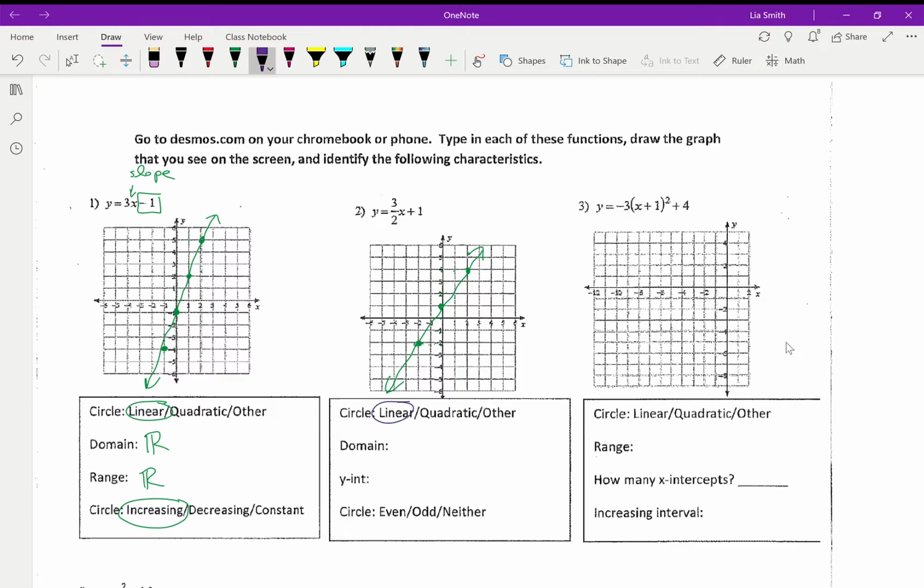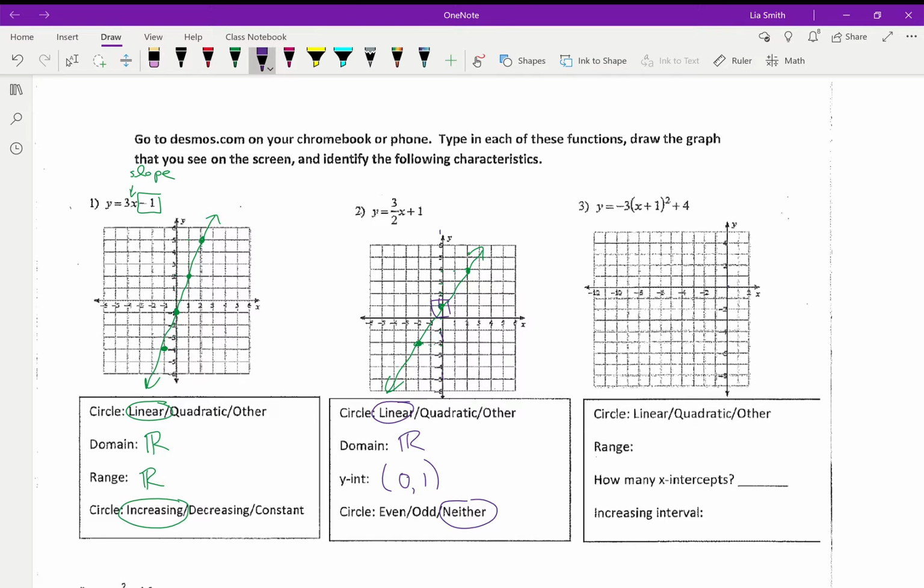Again, this one's linear, and linear has a domain of all real numbers. This one asks you for the y-intercept, which is this point right here. So your y-intercept would be 0, +1. Now, would this one be either odd or neither? This one would actually be neither because you can't split it down here, and you can't rotate it perfectly through the origin. The last one, here's our quadratic transformations that we've been working on.